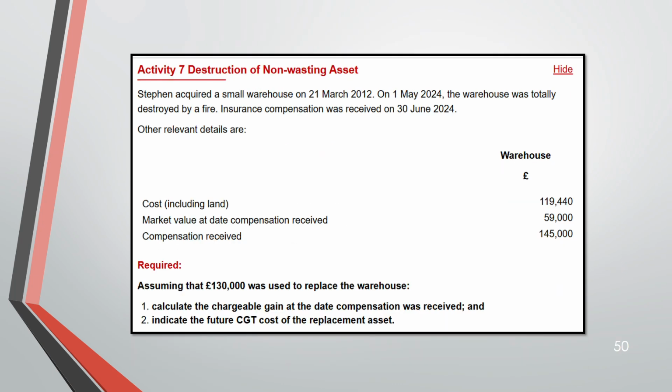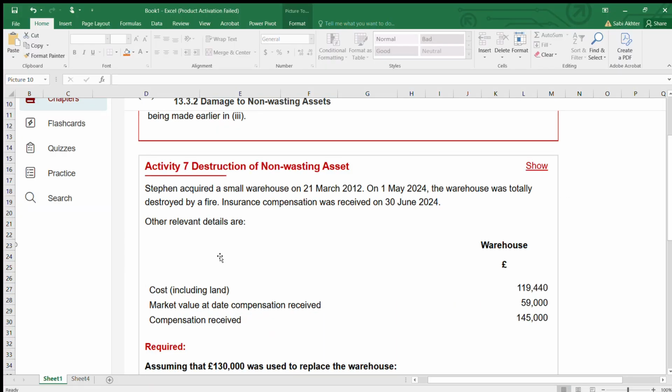Now, moving on to activity 7. This is about Stephen having a warehouse. The warehouse was destroyed by fire, insurance was received, so amounts are given. This is the cost, this is the market value at the date compensation was received, and the compensation received. Assuming 130 was used to replace the warehouse, calculate the chargeable gain at the date compensation was received, and indicate the future CGT cost of the replacement asset. So now we will be finding the gain, which is 145.